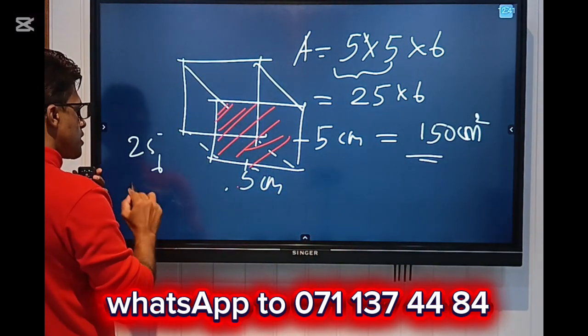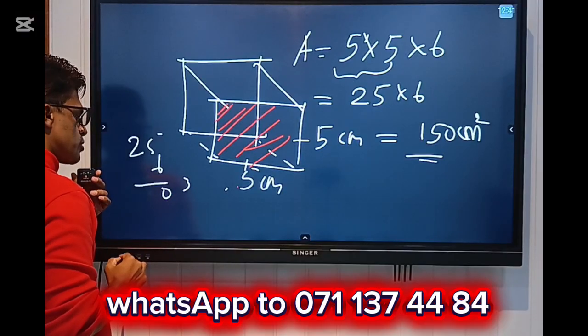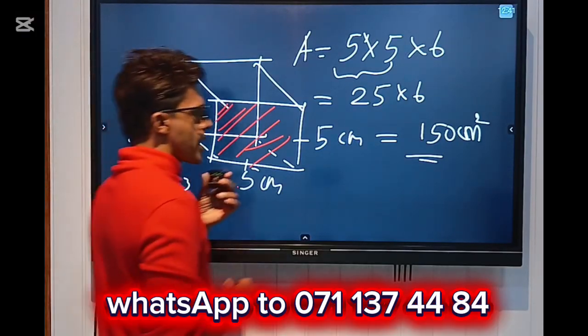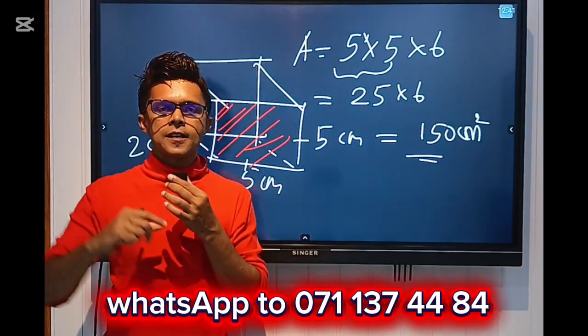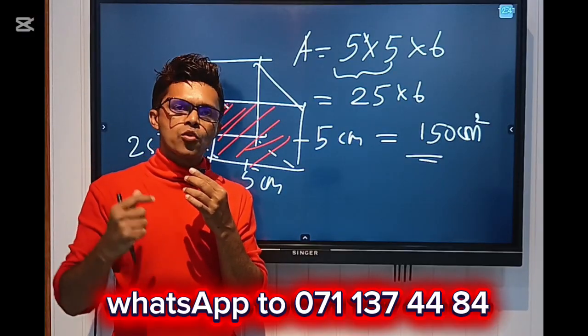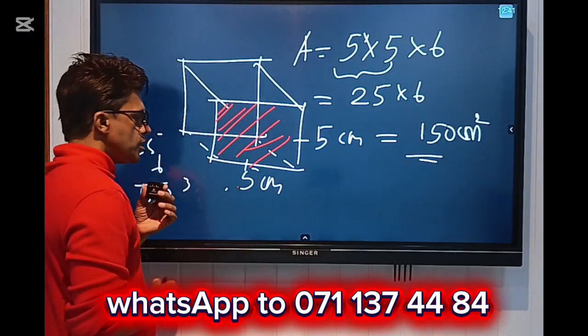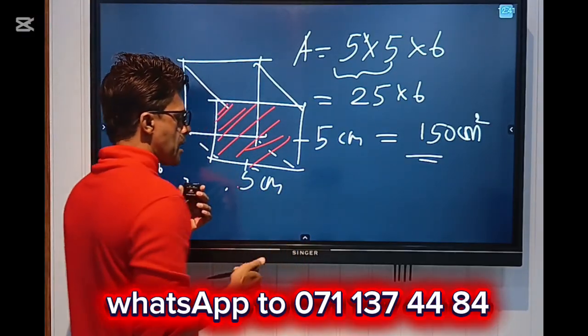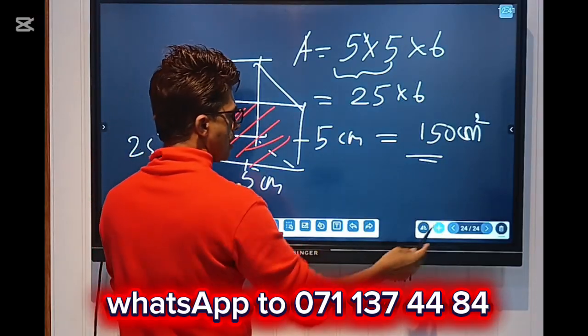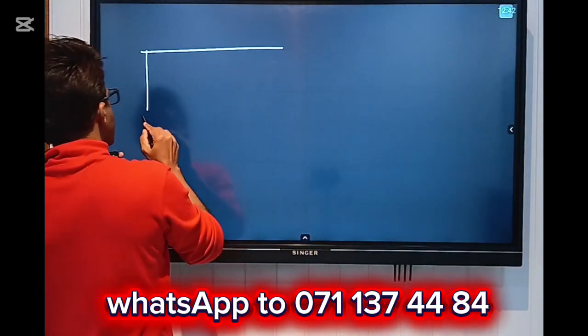So the area of this cube is 150 cm squared. Okay, so this method can be applied in terms of getting the area of a cuboid as well.